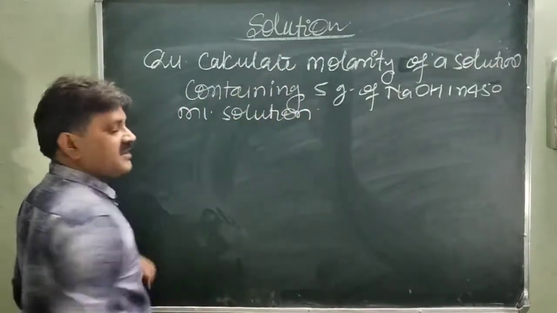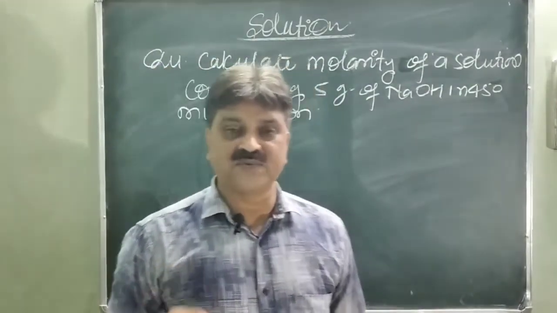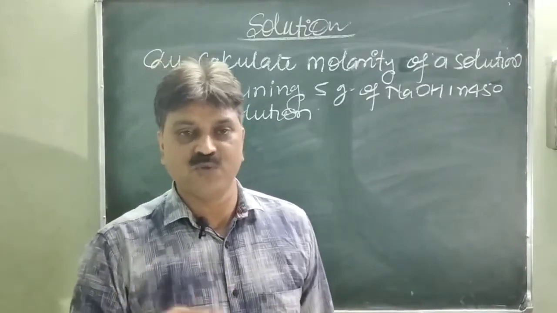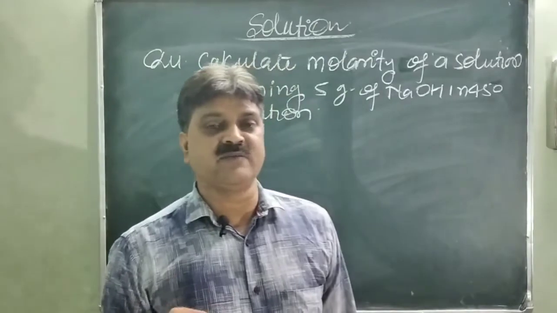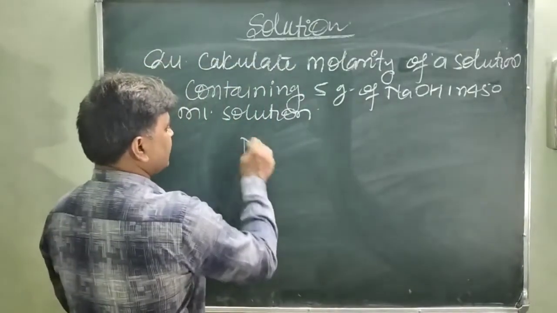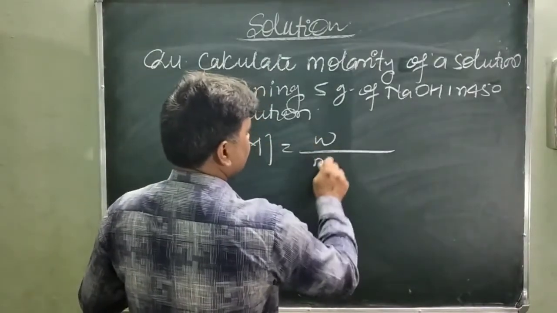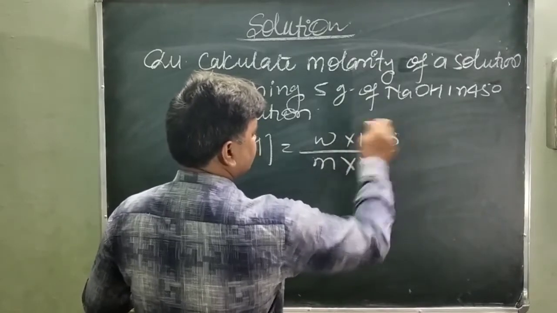So what is molarity? Molarity is defined as the number of moles of solute dissolved per liter of solution. Molarity, mole per liter. Mathematically it is expressed as molarity M is equal to W by M into V into 1000, to convert into liter.